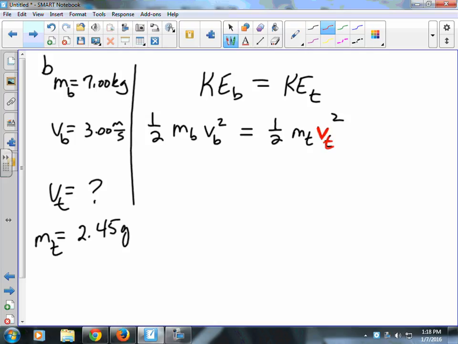Right. So we need to isolate that. So multiplying by 2 on that side gets rid of the 1/2. Then divide by the mass of the table tennis ball.